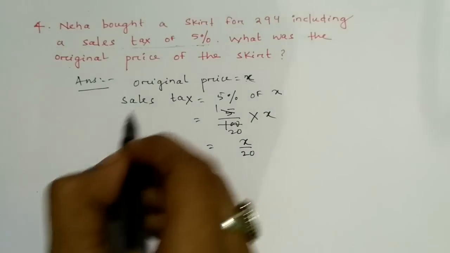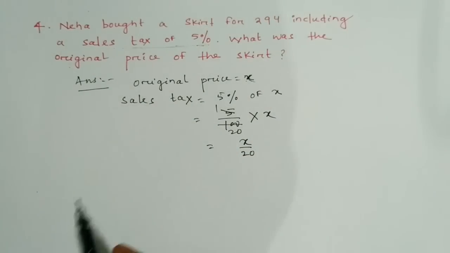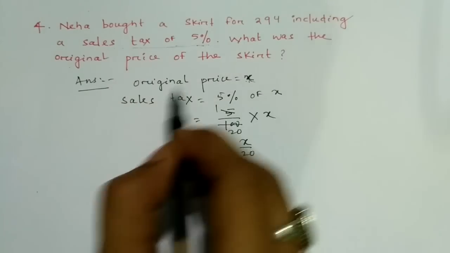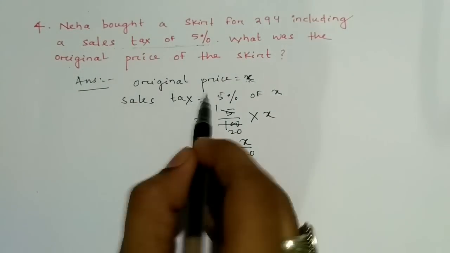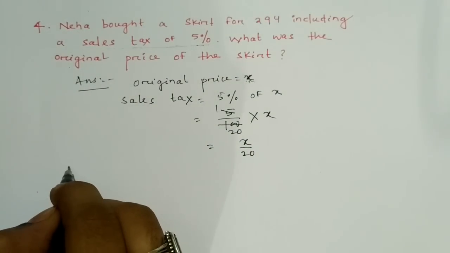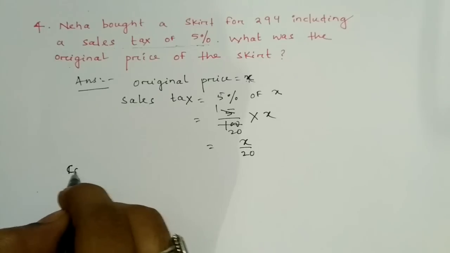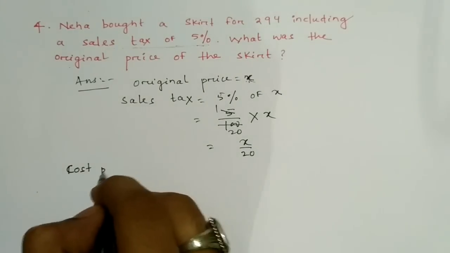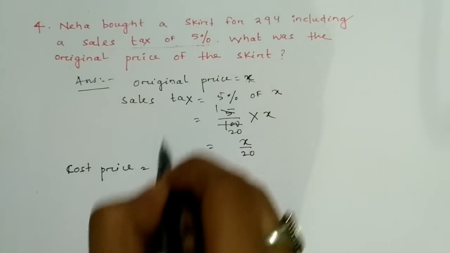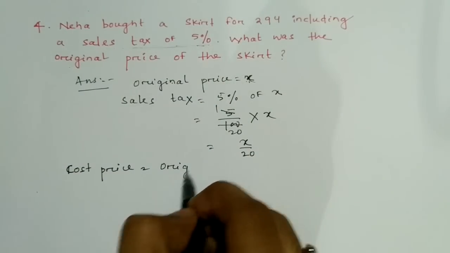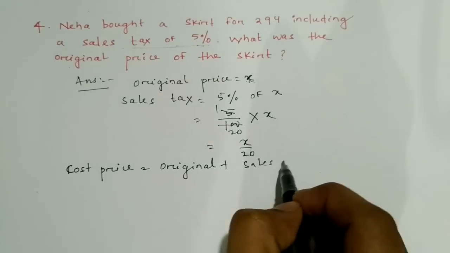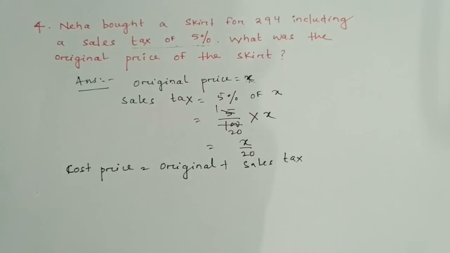So as you know, to buy any item, you have to pay the original price and the added sales tax. Your cost price means the price at which you bought something, and that is always the original price and the added sales tax. We have to pay sales tax and it is also very important.